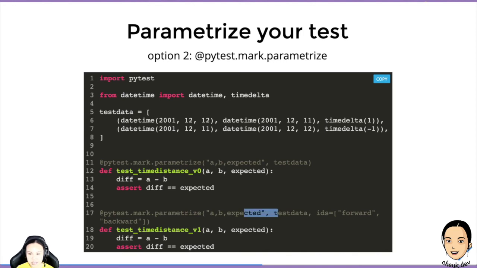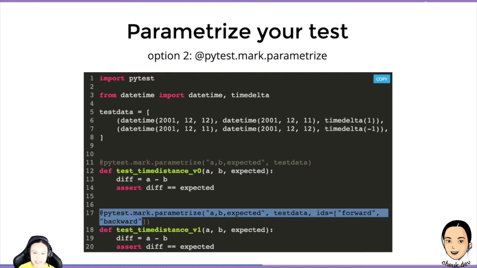So this is showing that actually you can make some IDs. When you run your test, if you don't do the IDs, it will just say case 0, case 1. But if you put IDs, then it will show you case forward and case backwards. So it's just naming your case.